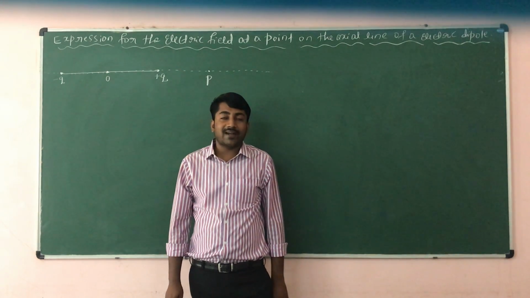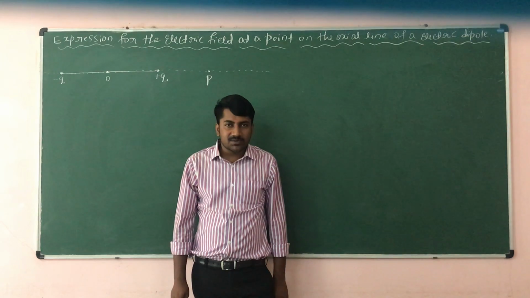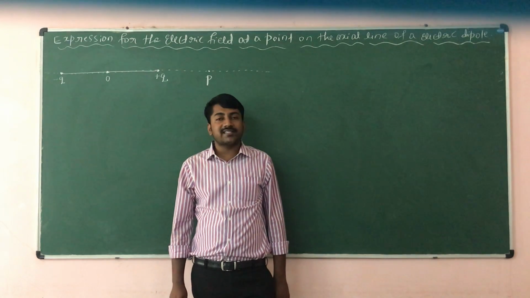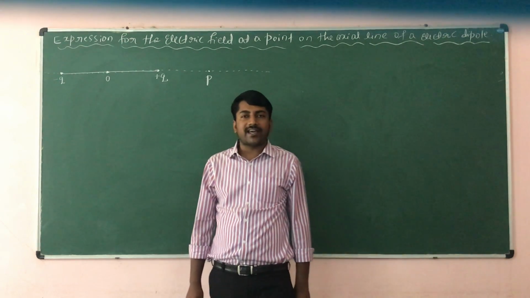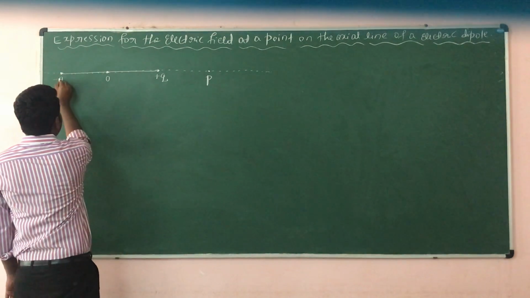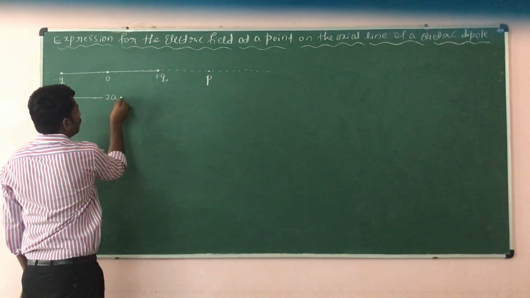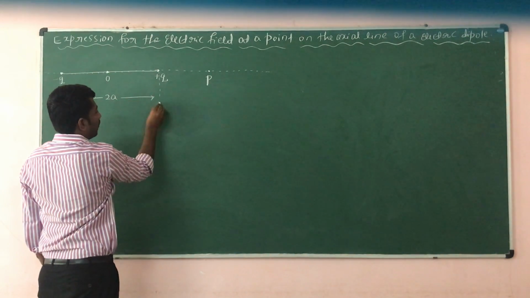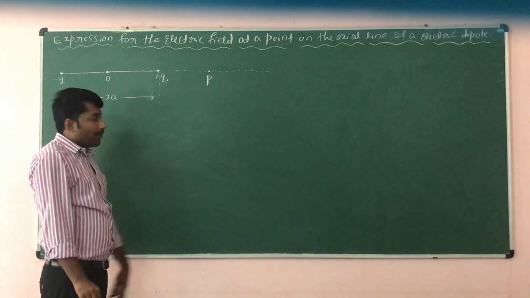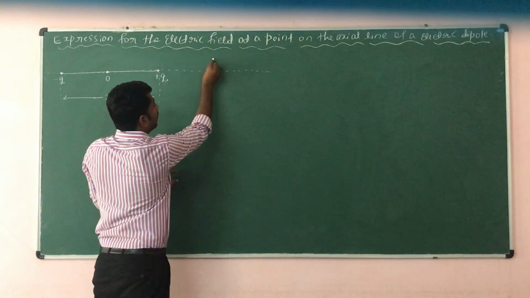We discussed dipole length in yesterday's class, right? It is the small distance between the two point charges in an electric dipole, called the dipole length. It is mathematically denoted by 2a. Dipole length is 2a. P is the point at which electric field E is to be calculated.